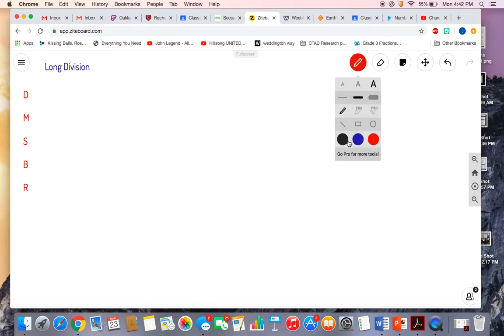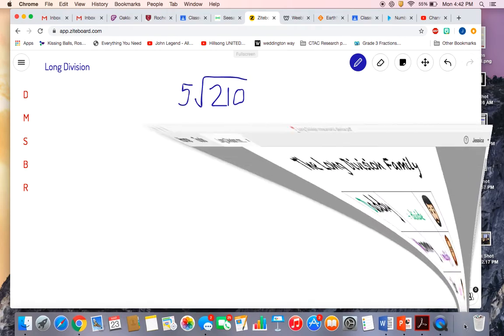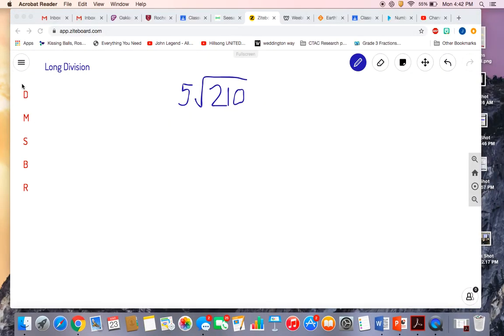Our next example, we are going to do 210 divided by 5. So if I look at my mnemonic device, my first step is our dad of our family, or divide. So I have my D over here. So 5 and 21. I'm looking at how many times 5 goes into 21 without going over.